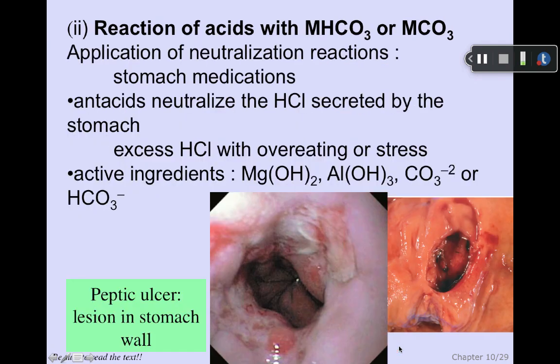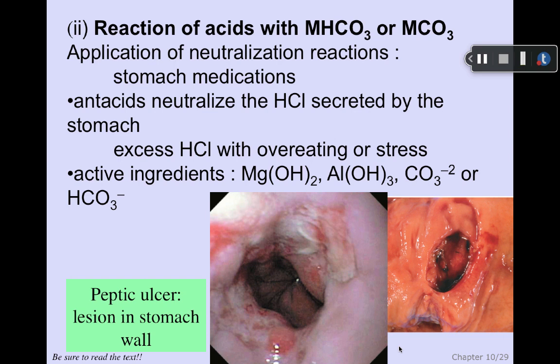The third, another application of acids reacting with carbonates or metal carbonates is stomach medications. Oftentimes this is a separate type of neutralization reaction. These pictures are positively ugly in case you were wondering. When you have antacids involved in neutralizing excess HCl that the stomach secretes, that's exactly what is happening. You're using carbonates or metal carbonates, but sometimes also hydroxides, to neutralize the excess acid.